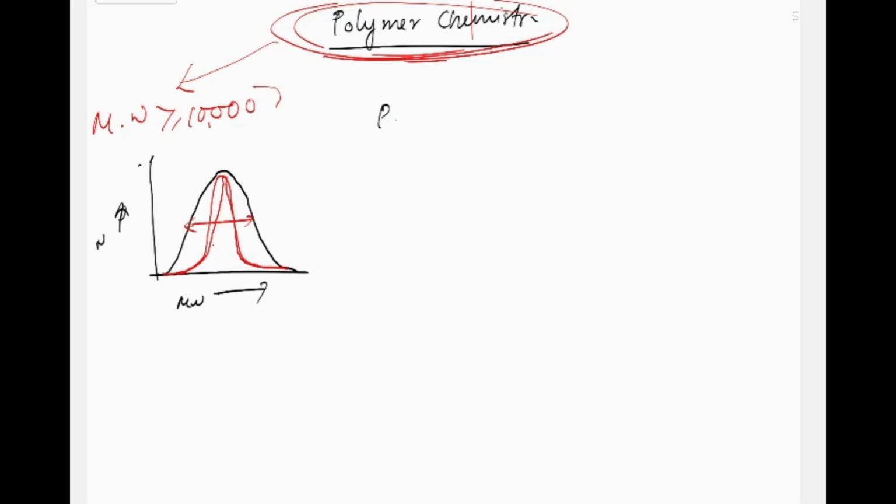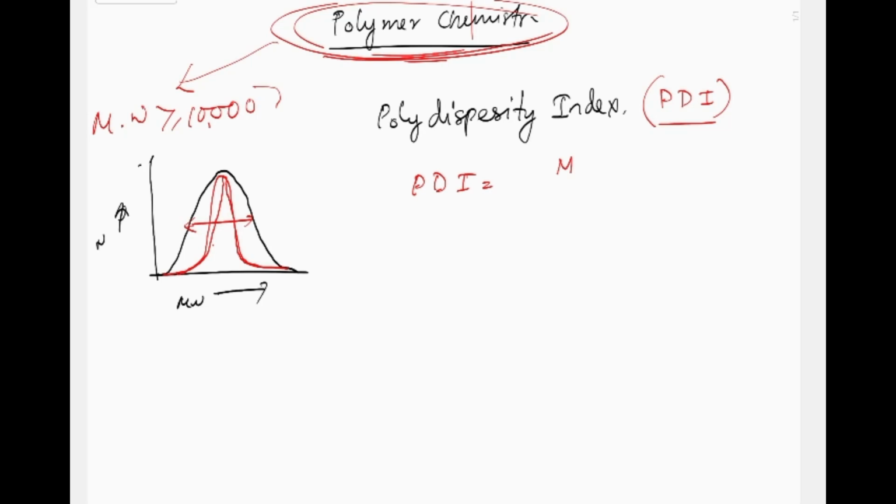We can determine it from the polydispersity index. This determines how broad the dispersion is, right? So this is termed as PDI, polydispersity index. Okay. How is the PDI determined? The PDI is determined as the weight average molecular weight divided by the number average molecular weight. This is the formula to calculate PDI.